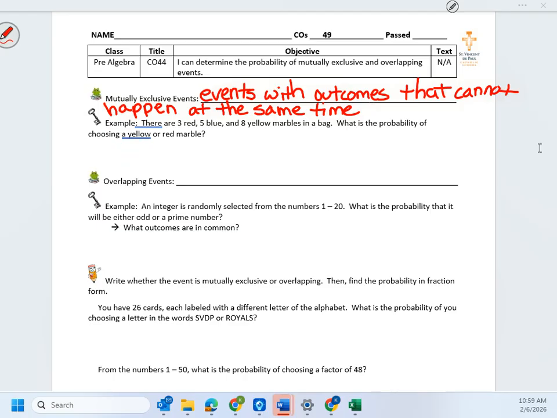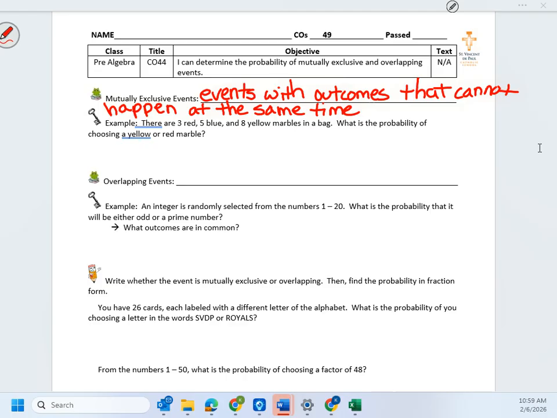We have different events. Example, there are 3 red, 5 blue, and 8 yellow marbles in the bag. What is the probability of choosing a yellow or a red marble? I can't choose a marble that's both yellow and red. So these are mutually exclusive, right? They don't overlap. There's no double dipping, right? It's either yellow or red, no overlap. Mutually exclusive means if I choose a red, it's not also yellow. Does that make sense?